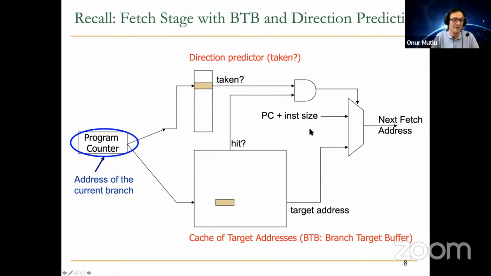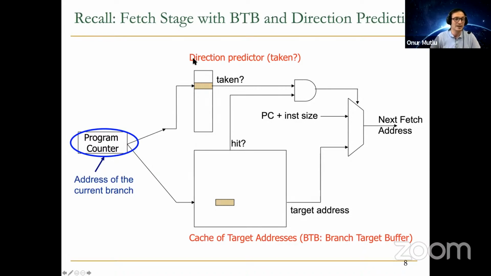Okay, so you still need to have a calculator, or incrementer, of the PC by the instruction size over here. And we talked about what happens if your instruction size is variable, etc., in the last lecture. Clearly, that complicates this fetch engine, and that's what we have in x86 today. But this is the complete fetch engine. And now we're going to talk about how to build this direction predictor, essentially.